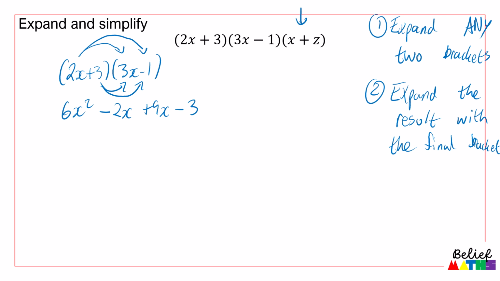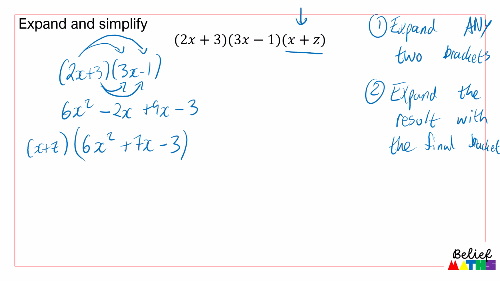Simplifying this, collecting our like terms, gives us 6x squared. 9 take away 2, or minus 2 plus 9, is 7x. And then our minus 3 on the end. So that's our first step. Now we're going to multiply this by our remaining bracket, our x plus z. Now I like to put our x plus z at the start, it just tidies things up a little bit. And then we expand this in.